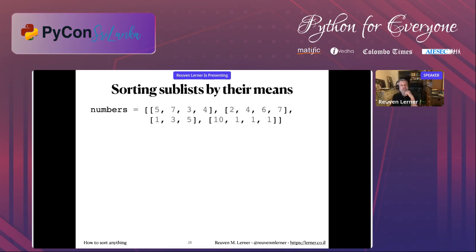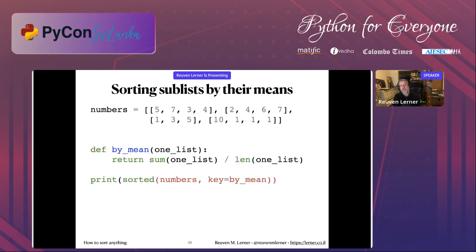Well, how about this? What if I want to sort sublists by their mean? So here I have numbers. Numbers is a list of lists. I have 4 sublists in there. And I want to calculate the mean of each list and then sort the inner lists by that. Well, I can say def by_mean of one_list. And I can say return sum of one_list, divided by len of one_list. That's going to return a float because division in modern Python returns a float. And now I can say print of sorted numbers, key equals by_mean. And I'm going to get 1, 3, 5, then 10, 11, 10, 1, 1, 1, 5, 7, 3, 4, 2, 4, 6, 7.